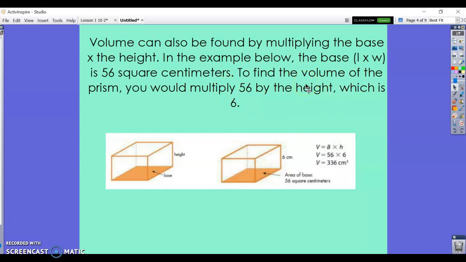So in this example below, we did the base, which is 56 square centimeters, and then they took that 56 square centimeters and multiplied it by the height of 6 centimeters to give them a total volume of 336 centimeters cubed, or cubic centimeters.